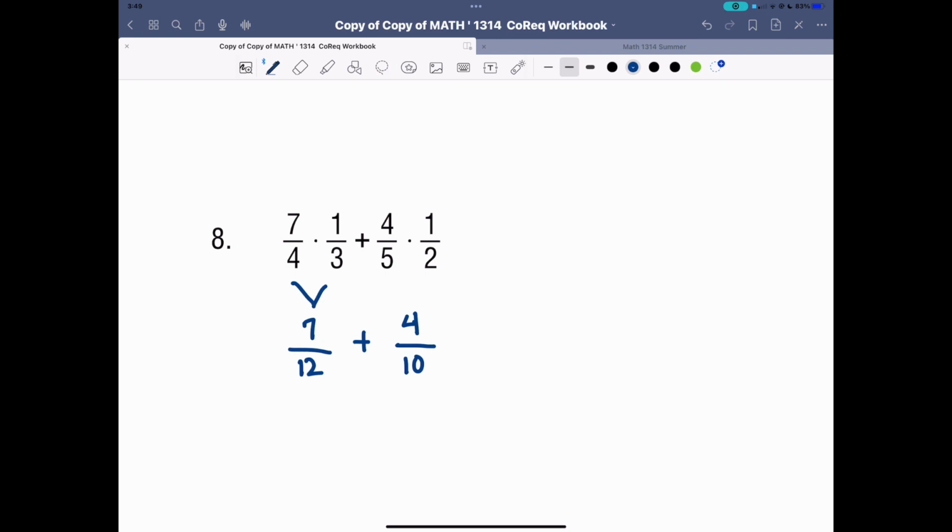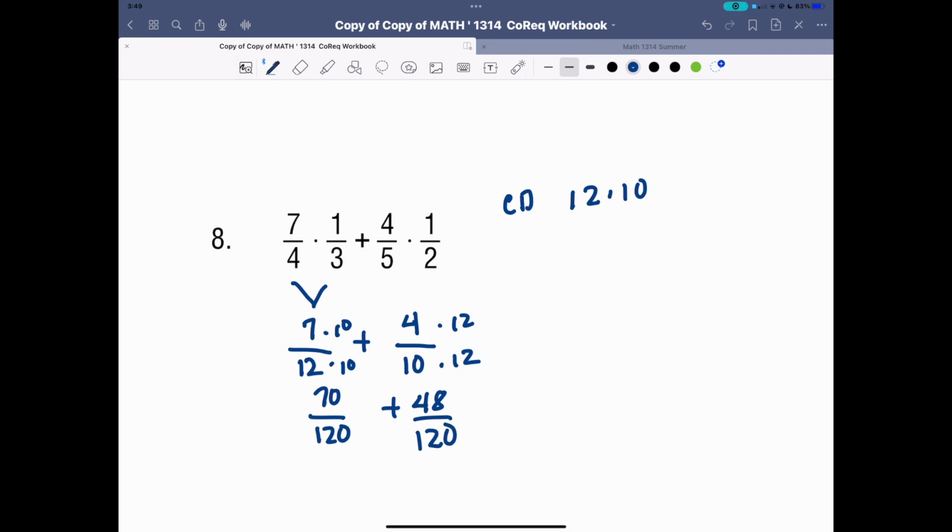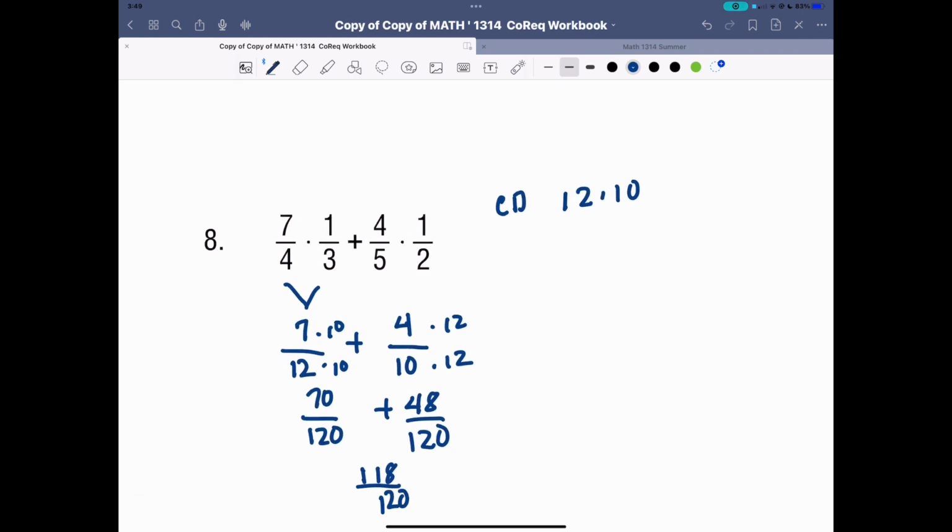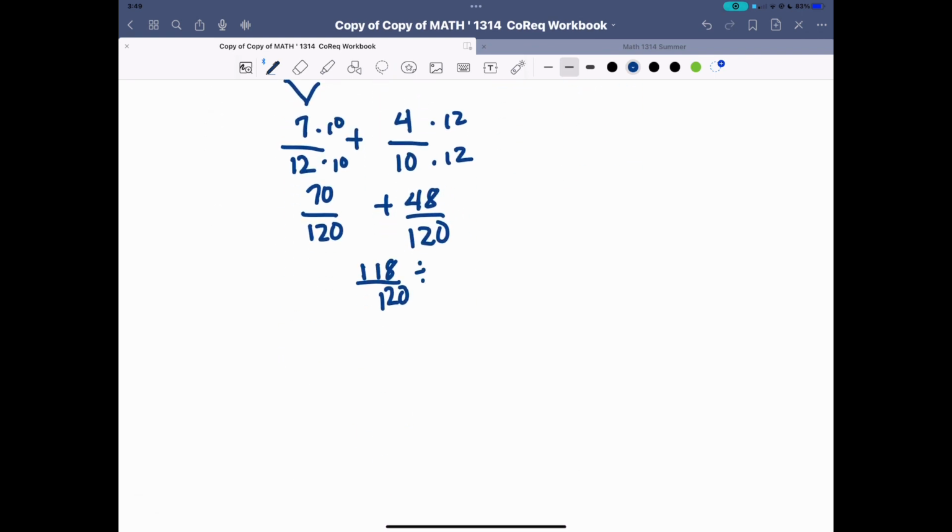My common denominator is going to be 12 times 10. So it's going to be times 10 and times 12, 70 over 120 plus 48 over 120. So 48 plus 70 is going to be 118 over 120. Then we're simplifying that by dividing by 2, and I get 59 over 60.